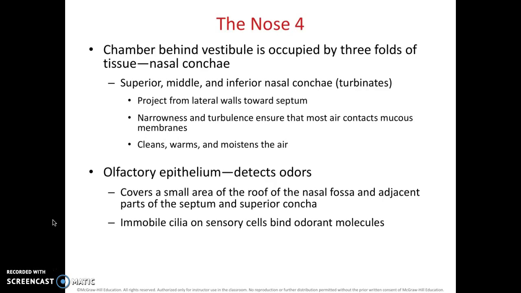Olfactory epithelium is used to detect odors, and this covers a small area of the roof of the nasal fossa and the adjacent parts of the septum and superior concha. There are immobile cilia, which are little hairs on the sensory cells, and these bind the odorant molecules so that you can perceive smell.